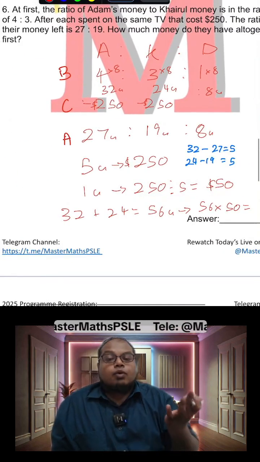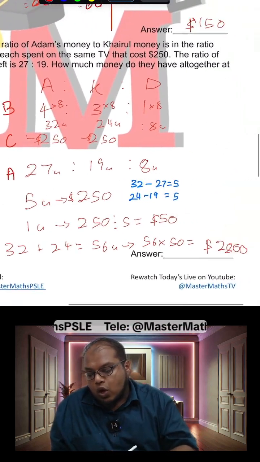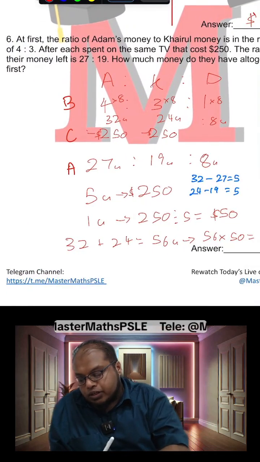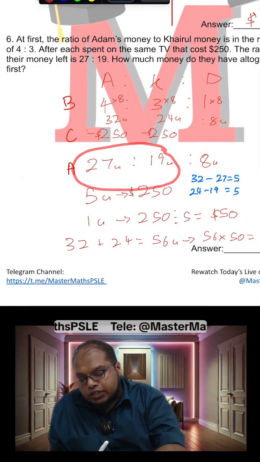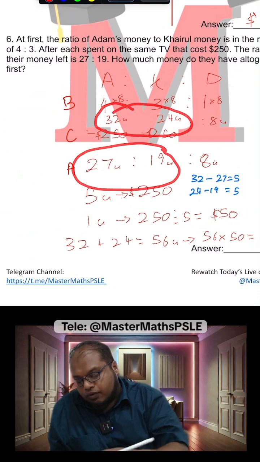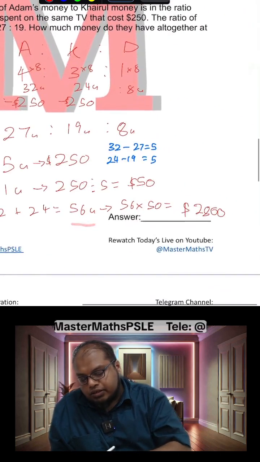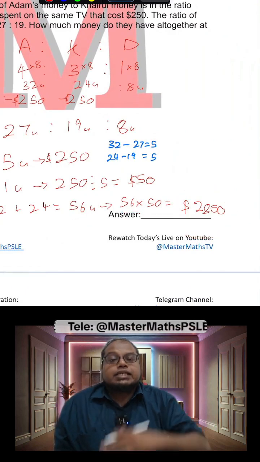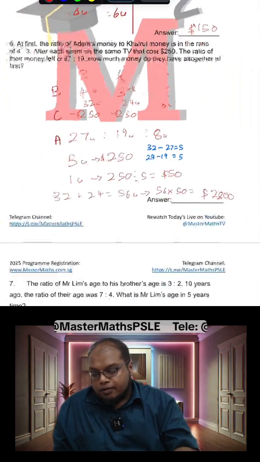But what do they want? They want how much money do they have all together at first. So I did not use 27 plus 19, I used 32 plus 24, which is 56. Then 56 times 50, and I got $2,800 in the end.